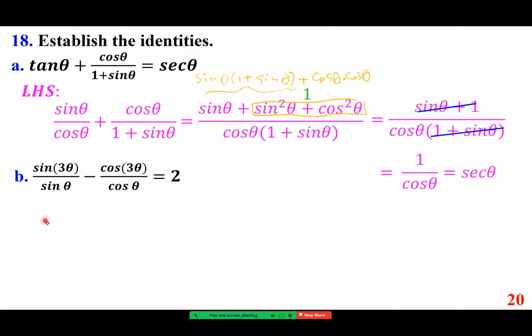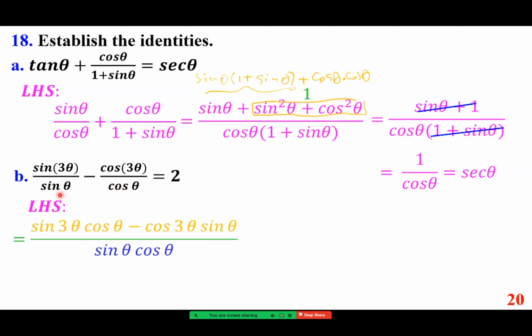To prove this, sine 3 theta over sine theta minus cosine 3 theta over cosine theta equals 2. We start with the more complicated side, namely the left-hand side. So what happens? Take a common denominator, sine theta times cosine theta, then sine of 3 theta times cosine theta minus cosine of 3 theta times sine theta. Class, when you take a common denominator, clearly it's sine theta cosine theta. This one gets multiplied by this, this one gets multiplied by this, keep the same sign.